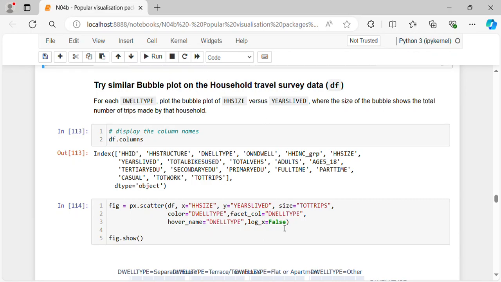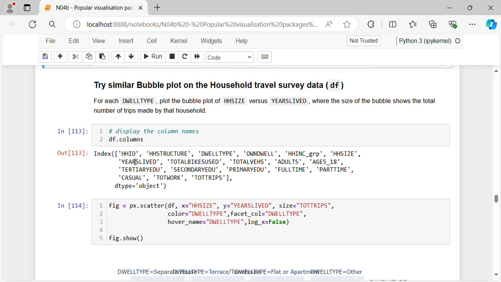In this lab, we will continue with the data visualization using interactive plots in Plotly. We will try a similar bubble plot on the household travel survey data, for each dwell type. Let's look at the columns of this household travel survey data.